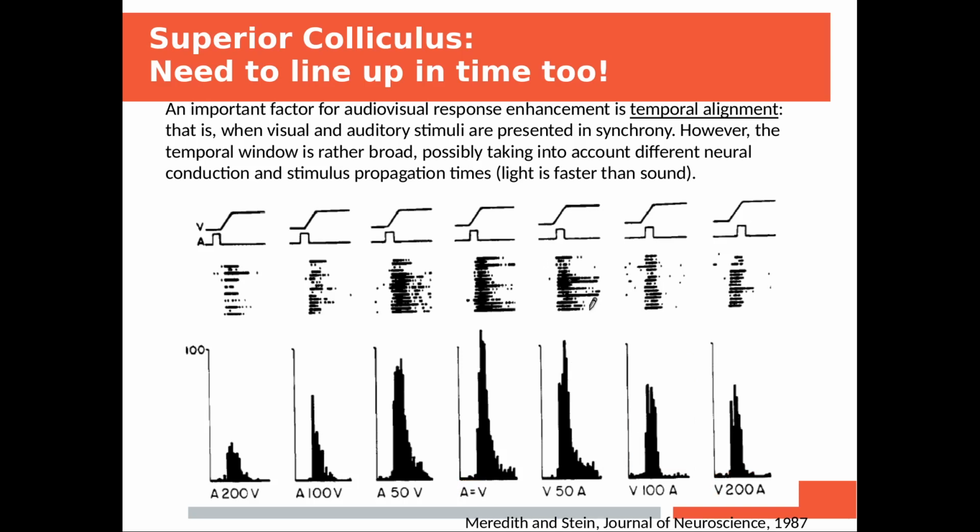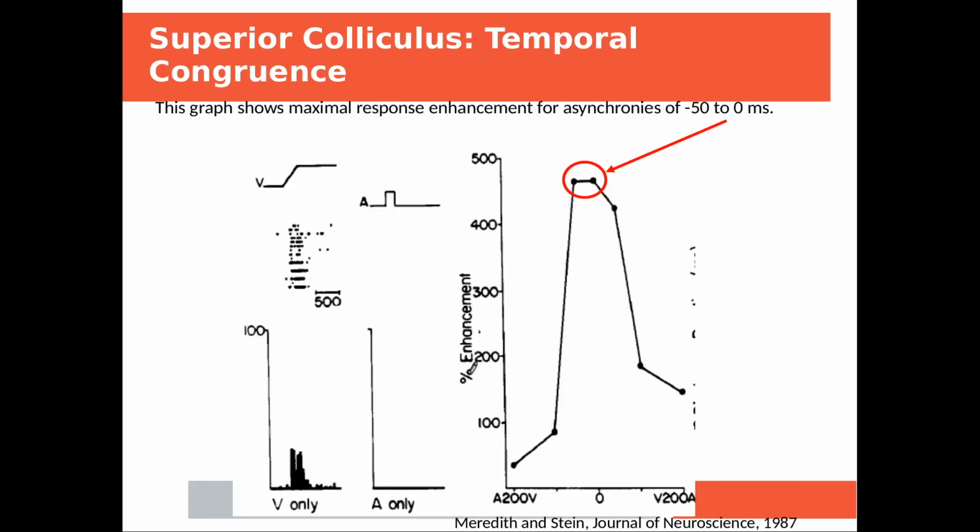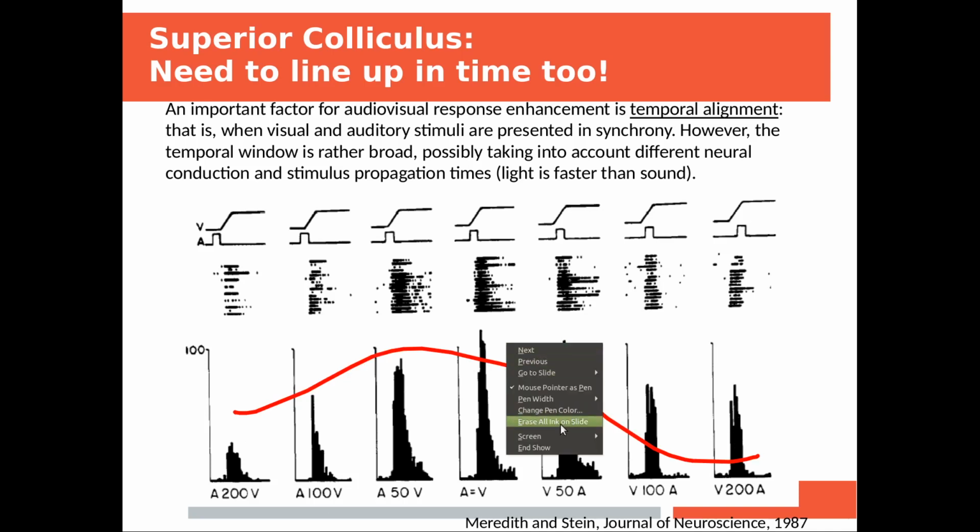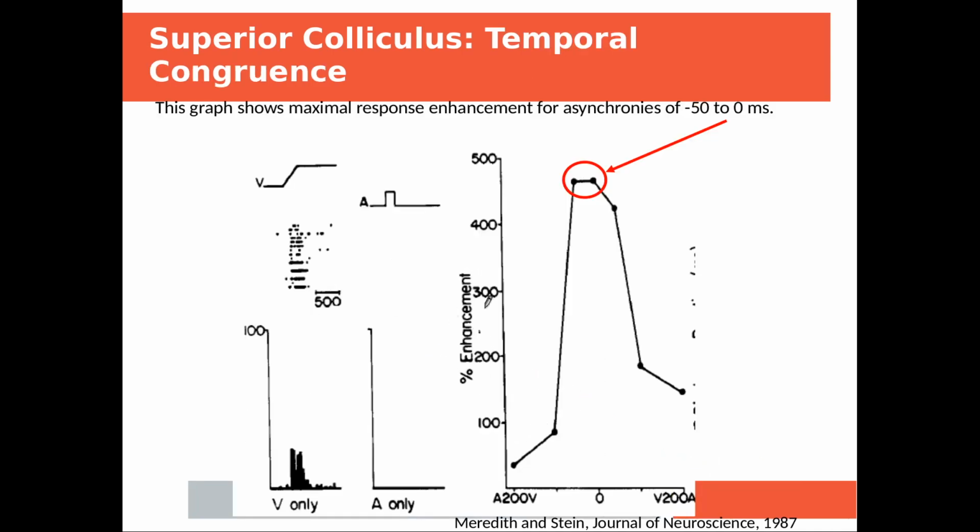So this might happen because maybe the brain knows that light and sound travel at different speeds, and so if something's really far away, it doesn't want to make a mistake, and so it sort of allows kind of a fuzzy timing. And you can plot this as a single bar graph, number of spikes, or percent enhancement based on the sliding time offset. And you see that the best timing for response enhancement is about negative 50 milliseconds, so the sound happening 50 milliseconds before the video, or starting at the same time as the video, basically.